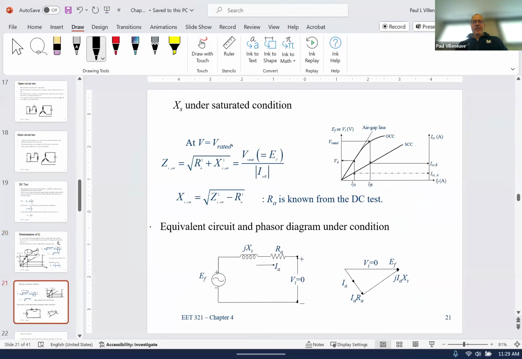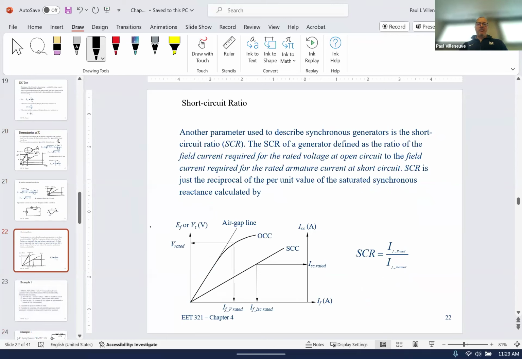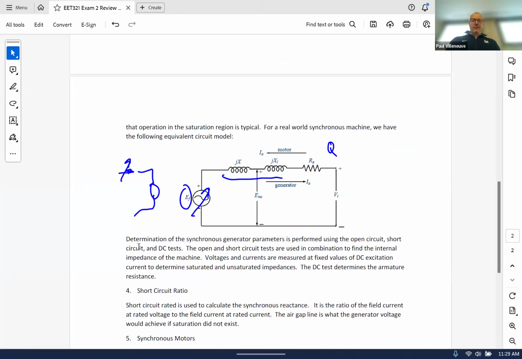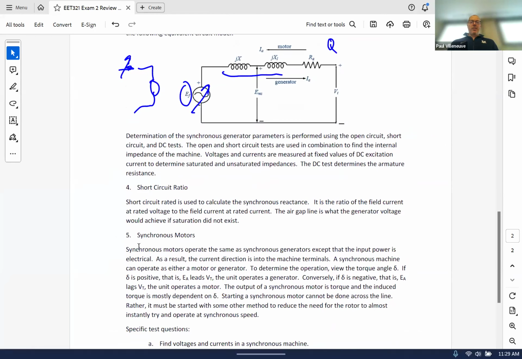And then I did mention something about short circuit ratio. The short circuit ratio is, if you know what the rated current is and the rated voltage, you just take those two field values and divide by that. Sometimes you'll actually get that data. You can also do it by just inverting the synchronous reactance. That's another way to do it. So that's the short circuit ratio, just kind of melded into item number 4.